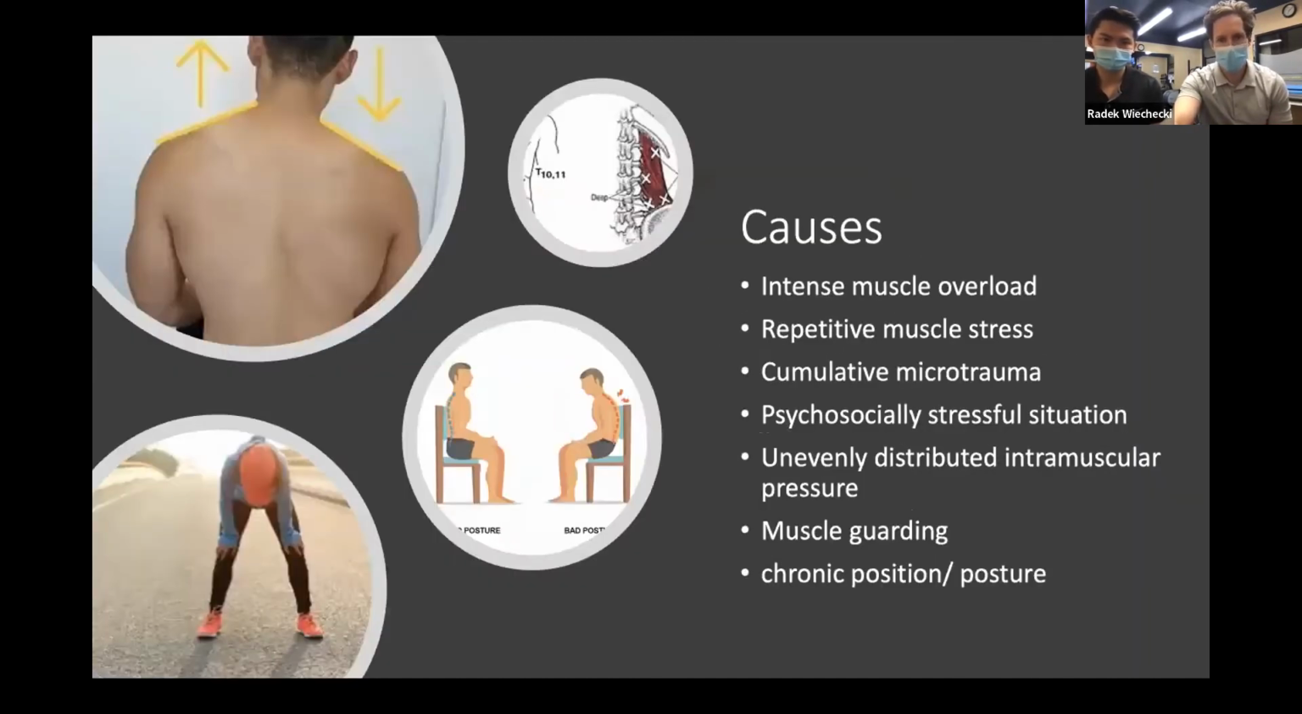So some things that cause myofascial trigger points, or these nodules, can be intense muscle overload, where there's some muscle guarding, repetitive muscle stress, cumulative micro traumas, in some cases overuse injuries, for instance in the shoulders or in the calves. Psychosocial stress as well can change the contracture and the amount of these trigger points in your body, or even their sensitivity, as well as unevenly distributed intramuscular pressures, muscle guarding in the case of a trauma, and then sometimes even chronic positions or postures.